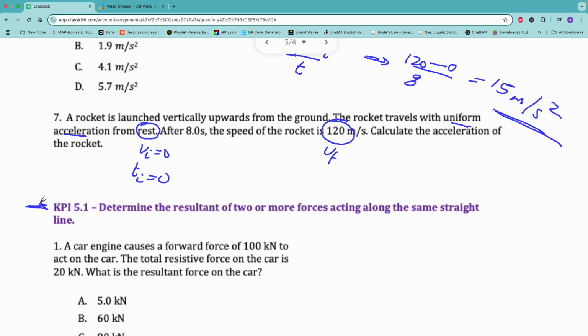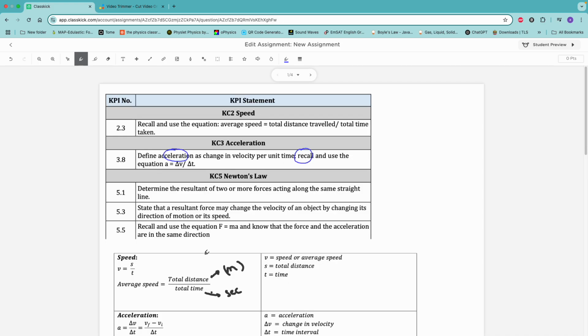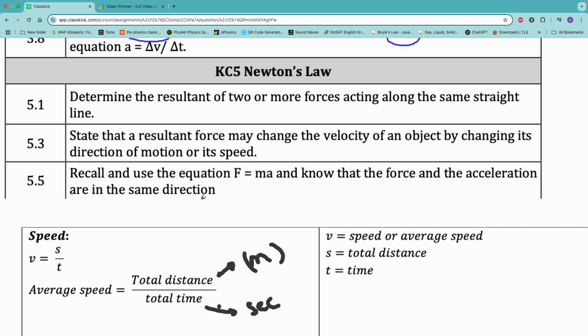Going to this point, determine the resultant of two or more forces acting, which means we'll be delving into topic 5, Newton's laws. Again, as a quick reminder, I'll recap these points before moving on to solve questions. Determine the meaning of resultant force. The meaning of resultant force is total force. This is in case of having more than one force affecting the same object.